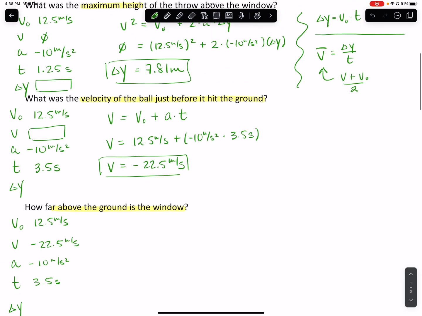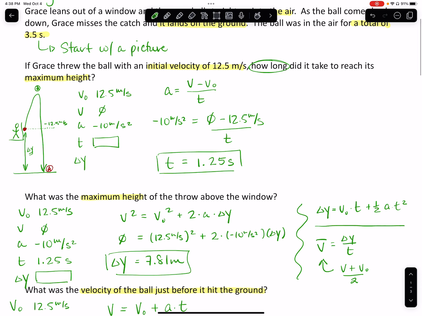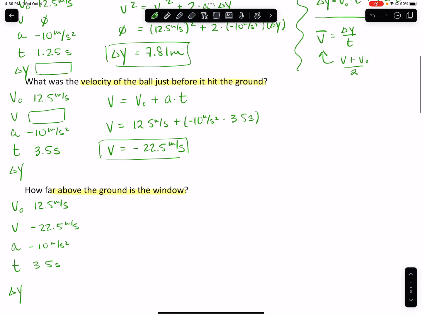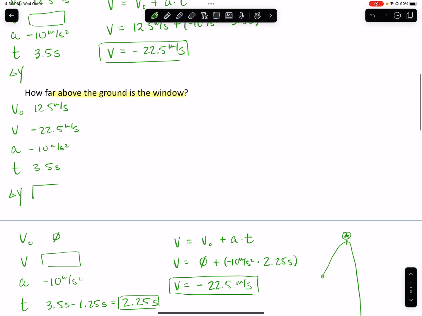So you may ask, well, why can I do that? Well, this is displacement that we're solving for, not distance. And because of that, as the ball goes up and then comes back level with where she threw it, we've worked right back to where we started. And then the remainder will show up as our calculation here. All right, so let's try.